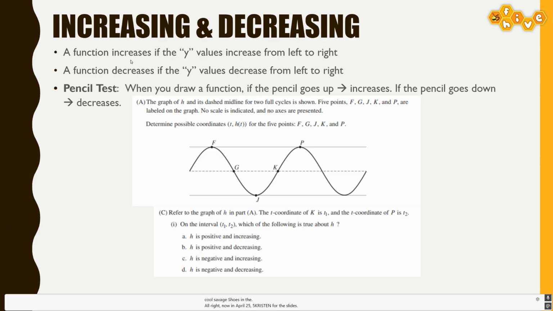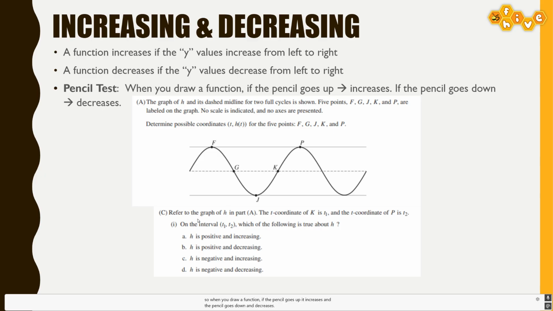So, the first topic is increasing and decreasing. A function increases if the y values increase from left to right. So, for example, from the beginning of this curve to f, it's increasing. A function decreases if the y values decrease from left to right. So from f to g, g to j. And it's increasing from j to k and k to p. When you draw a function, if the pencil goes up, it increases, and if the pencil goes down, it decreases.